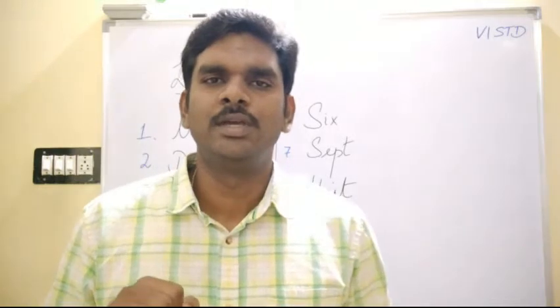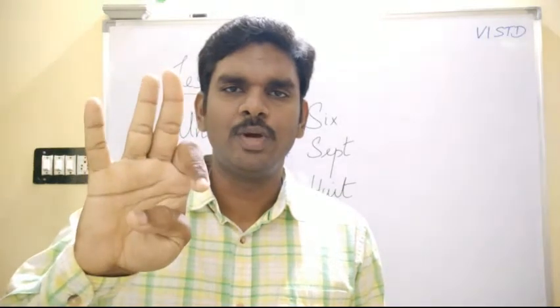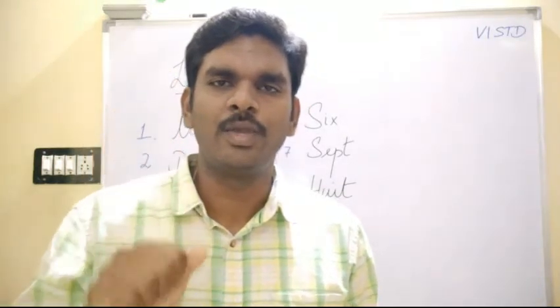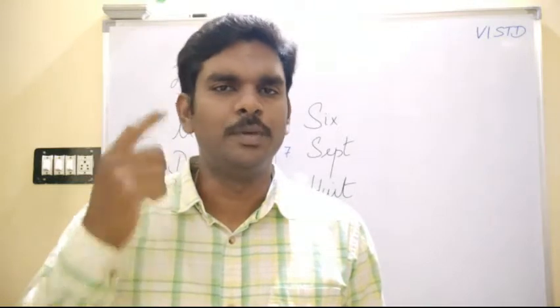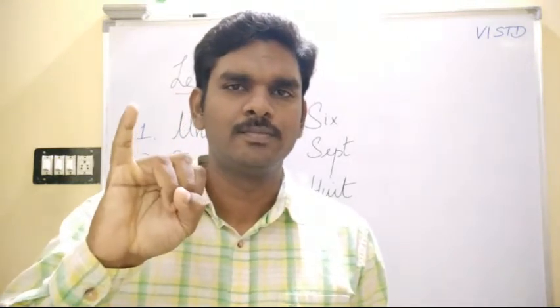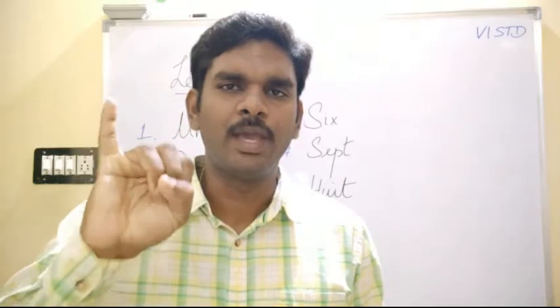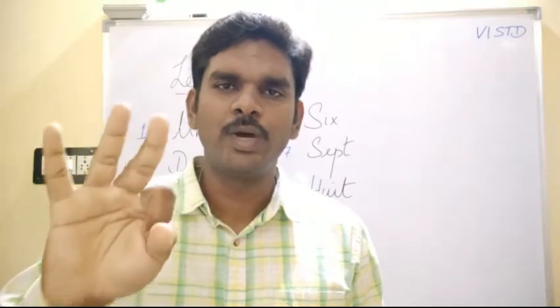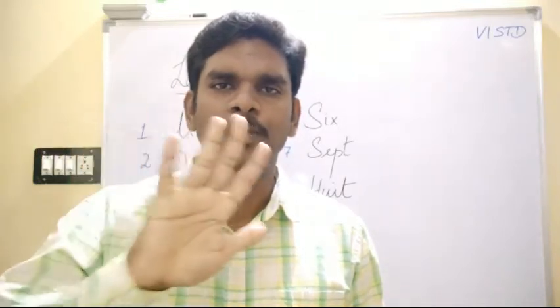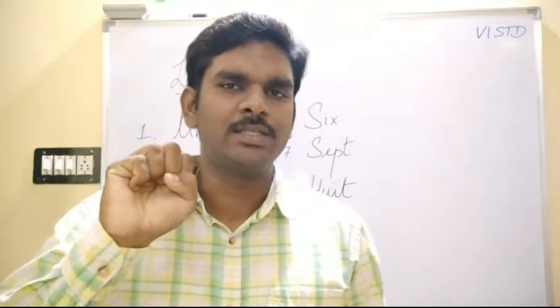Now the game is, when I show like this, you have to say cinq. When I show like this, you have to say quatre. Trois, deux, un. So like this, you have to remember. This is a memory game. Now repeat along with me. Un, deux, trois, quatre, cinq. Now we are done with these 5 numbers. Now let's practice. Little hard.